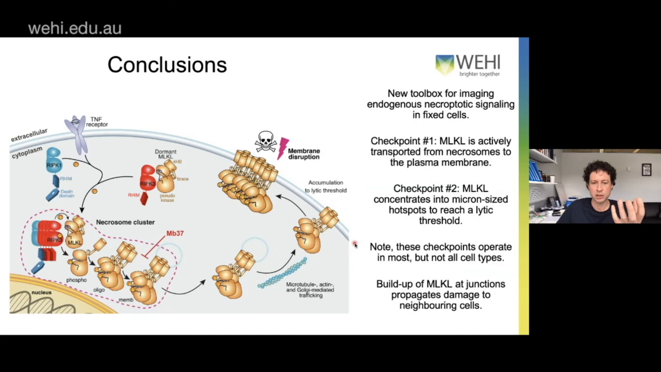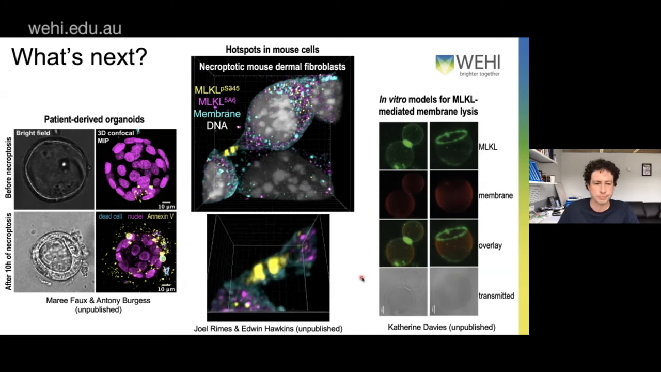As I mentioned in my initial talk, there's a network that flexibly controls necroptosis. Most of these cells use these two checkpoints, but not all cells that we've studied use them. And the other thing is that this buildup of MLKL at junctions seems to give necroptosis a contagious-like property, so it can propagate from one cell to another, and that's consistent with tight junctions being a transcellular structure. So it's not surprising that it's going to have an impact on the other cell.